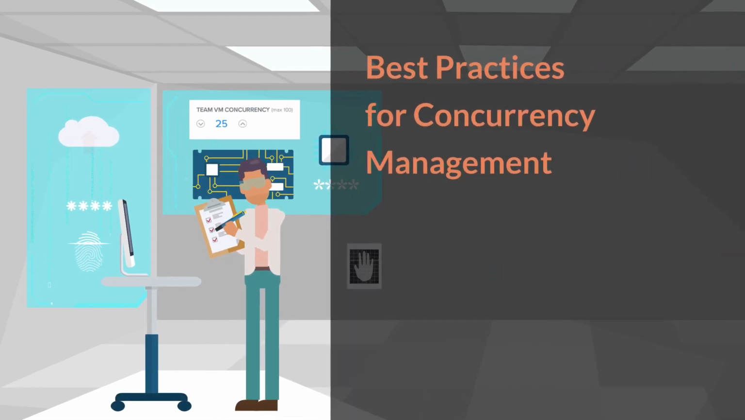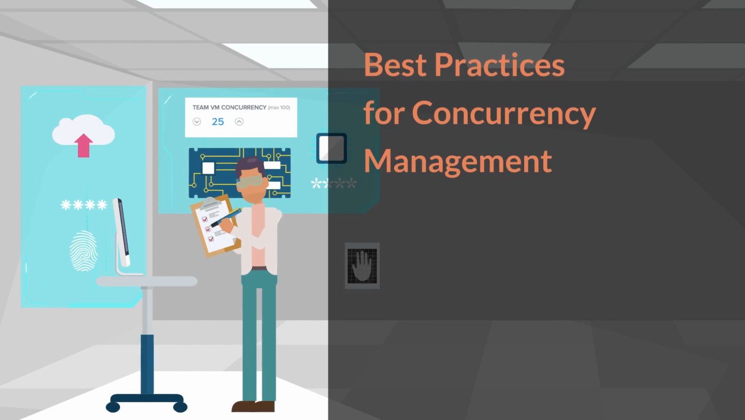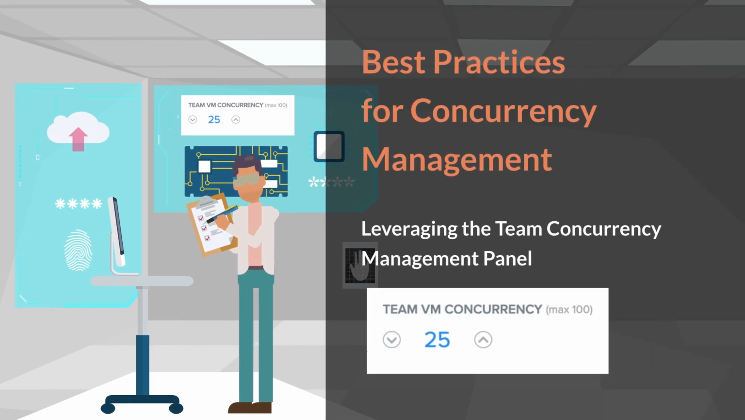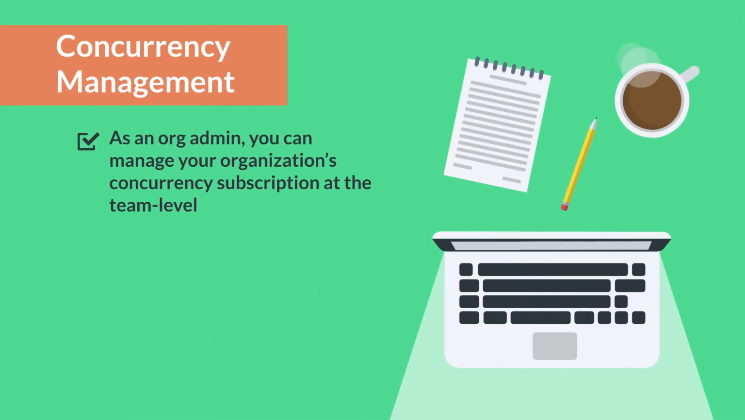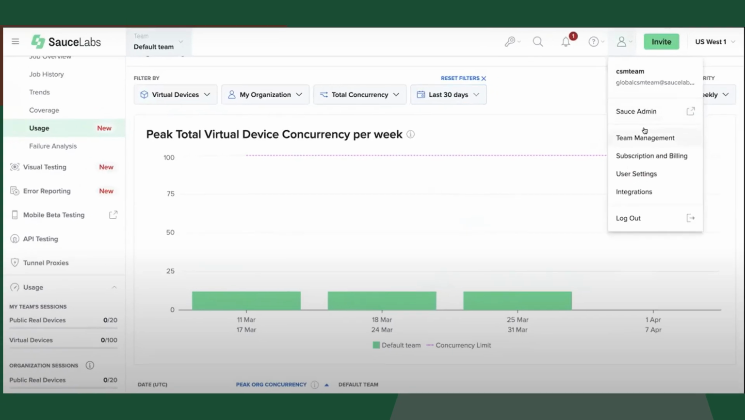Next, let's review best practices for concurrency management and how to leverage the Team Concurrency Management Panel. As an org admin, you can manage your organization's concurrency subscription per team by going to the Team Management Panel in your user interface. So if you purchase 100 concurrency, you can allocate that amongst your teams evenly or allocate based on which teams are testing more and need access to additional concurrency.